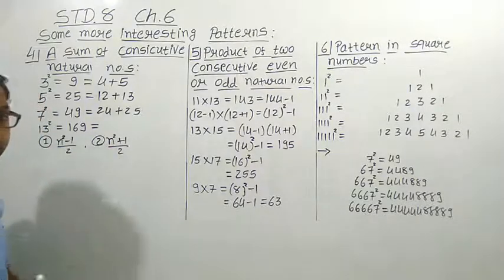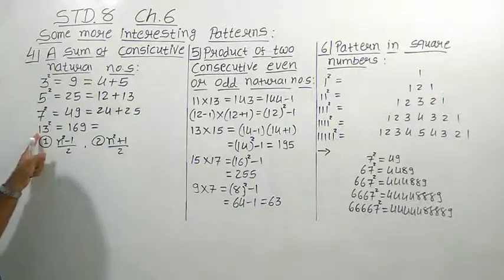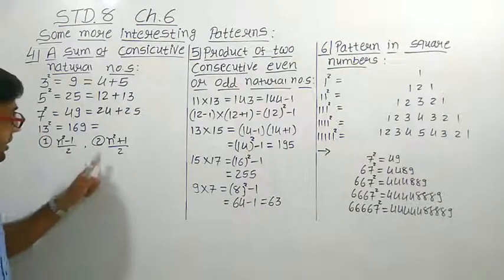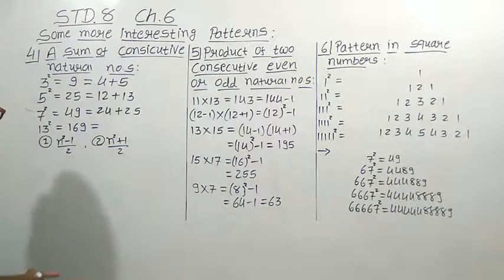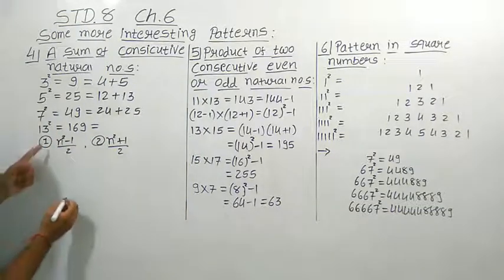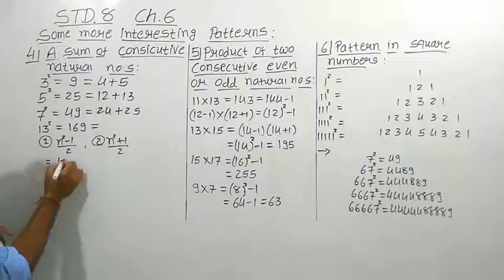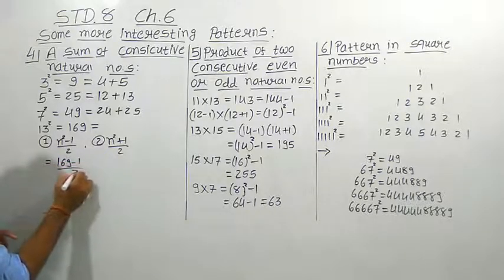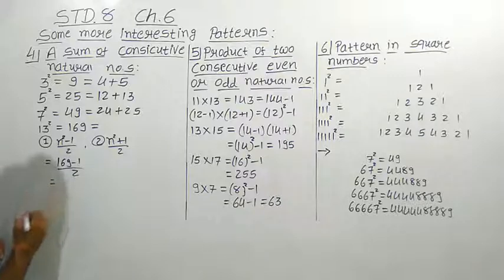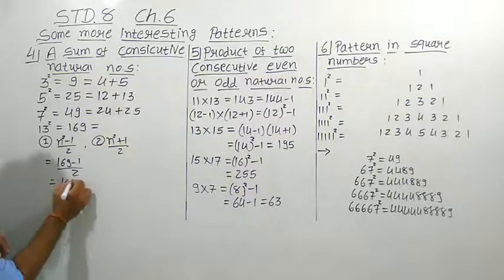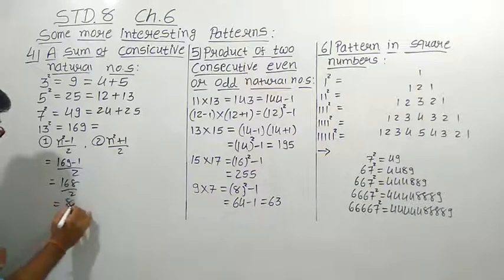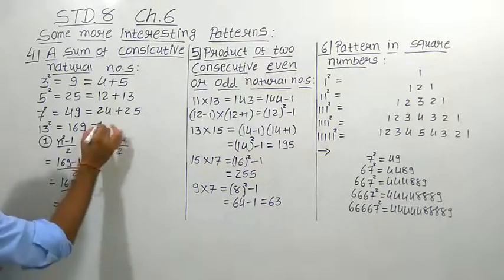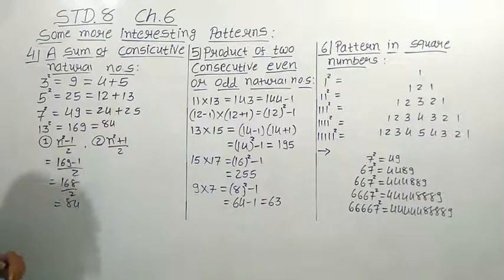Now what is n? n is the natural number 13, and n squared means 13 squared. Here 13 squared is, we know, 169. So the first number we get here is 169 minus 1 upon 2, that is equal to 168 upon 2, and 168 upon 2 means 84. So the first number is 84.